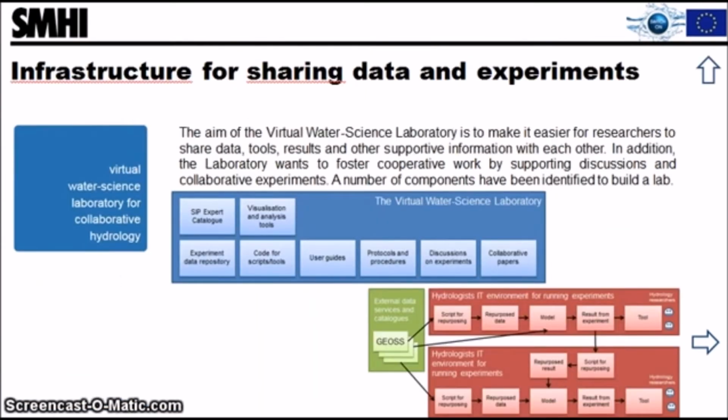The two red rectangles in this picture represent the internal environments of two research teams. In their internal environments, they have a lot of scripts and tools for experimenting and hydrological modeling. The green rectangle represents external data sources, which are frequently used by the research team to download data. In the presentation, we will show how the blue rectangle, the virtual water science laboratory, can aid the researchers to collaborate around the data and the experiments.